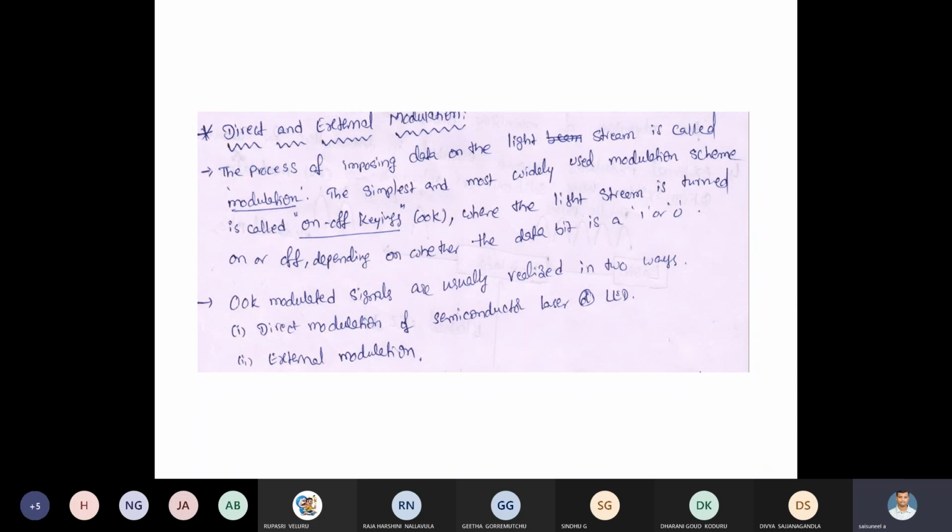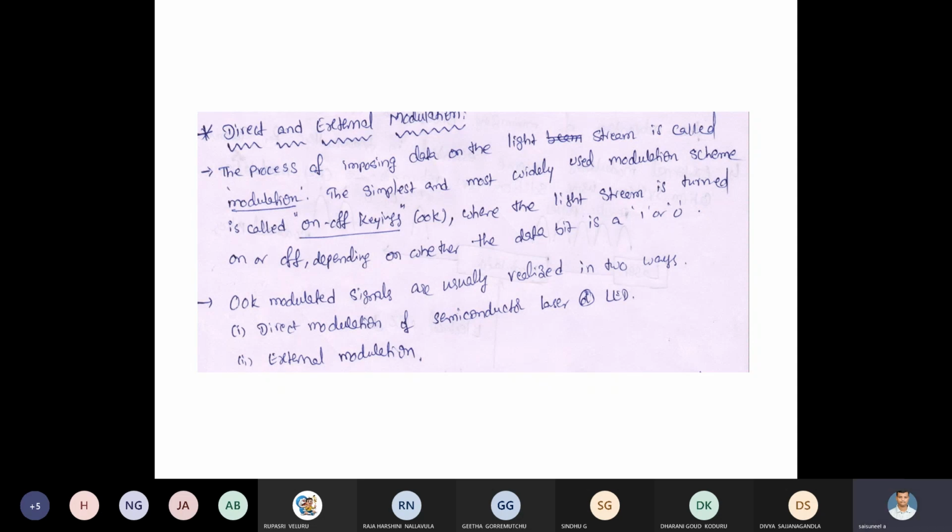The most commonly used modulation technique is on-off keying. What is meant by on-off keying? Whenever we give an input signal, the light is on, which is nothing but data bit 1. When the light is off, the data bit is 0. Suppose we are taking an LED: when the input bit is 1, the LED is on. When the input is 0, the light is off. That's why it is called on-off keying.